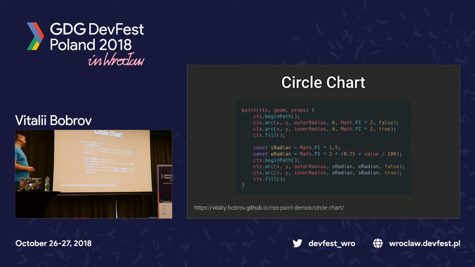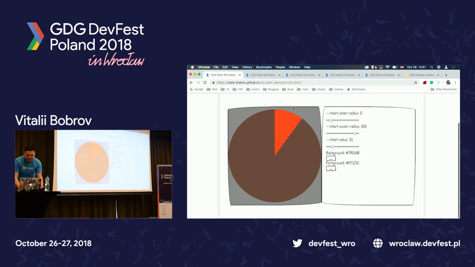I created a generated circle chart. I call this chart circle because it combines two kinds of charts, like donut chart and pie chart. And again, it was so easy to implement with canvas. And it looks like this. We have an inner radius value that allows you to make a donut, or if this is 0, it will be a pie chart, the outer radius, and we have the value of the chart itself.